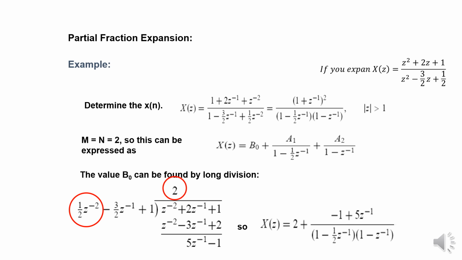So X(z) we can write as 2 plus the remainder that we got from the long division, which is 5 z to the power minus 1 minus 1, over those 2 factors. It is the same thing that we have in here. So we have found our B naught value. The next task is to find A1 and A2.